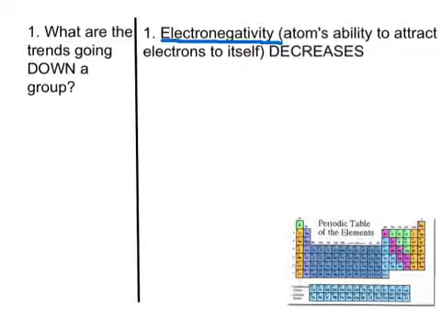When you go down a group, the electronegativity is going to decrease. As an example, if we take beryllium right here, he's going to have high electronegativity. That means he's going to want more electrons, as compared to radium at the bottom here, who's not going to want any electrons. He's going to have low electronegativity.